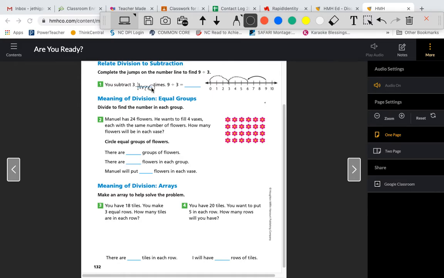I totally missed the line there. Sorry about that. Then we're going to say that 9 divided by 3, how many jumps do we make? 1, 2, 3. So 3 times.